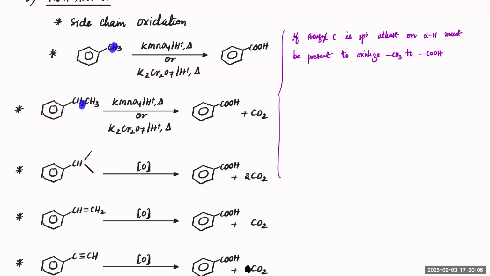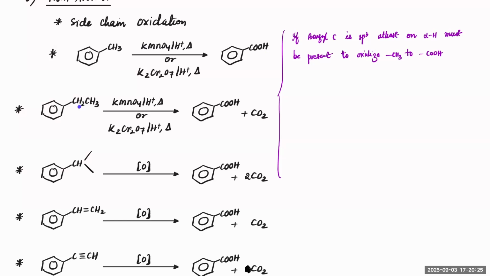So you will notice that there is one alpha hydrogen here. Here there is one alpha hydrogen. Here there is one alpha hydrogen. Okay. So between carbon and hydrogen, oxygen will get inserted multiple number of times so that it can break carbon-carbon bond, carbon-hydrogen bond, eventually get into benzoic acid.